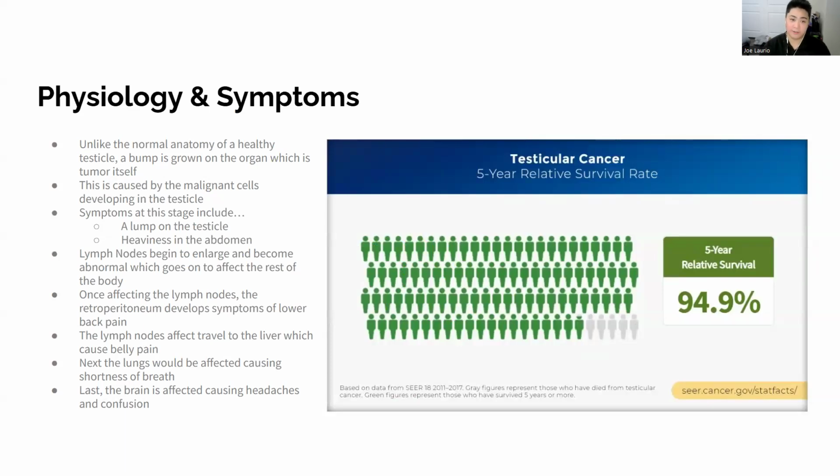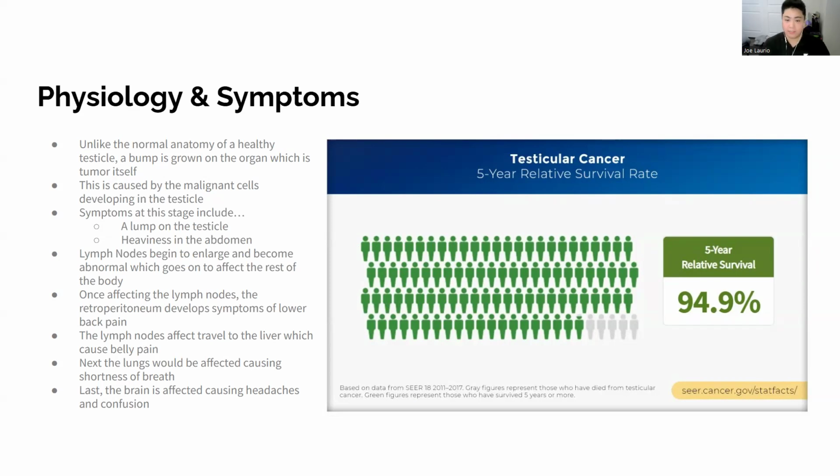Symptoms at this stage include a lump on the testicle and heaviness in the abdomen area. The lymph nodes begin to enlarge, because these are the first things that are affected, and it becomes abnormal, which goes on to affect the rest of the body. Once affecting the lymph nodes, the retroperitoneum develops symptoms of lower back pain.